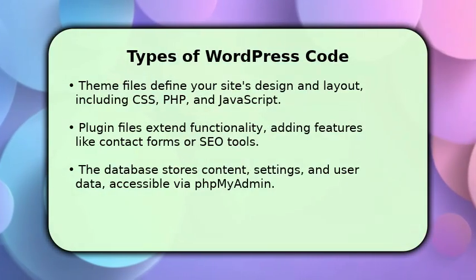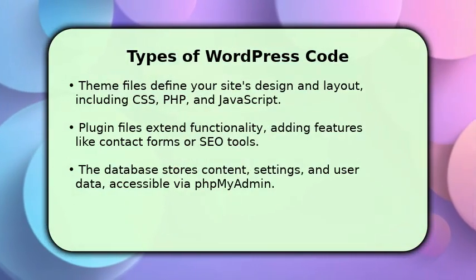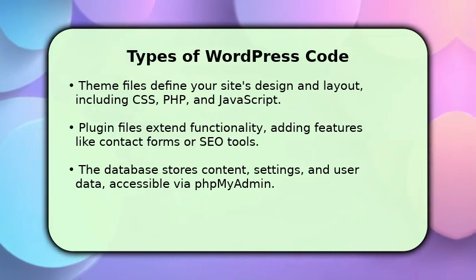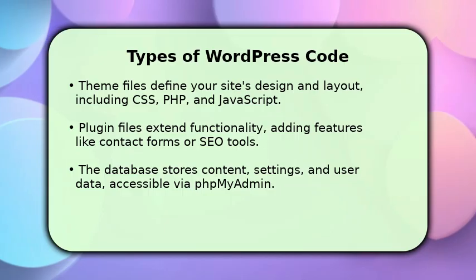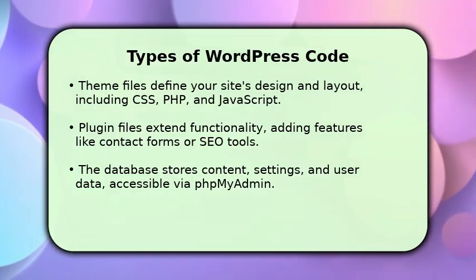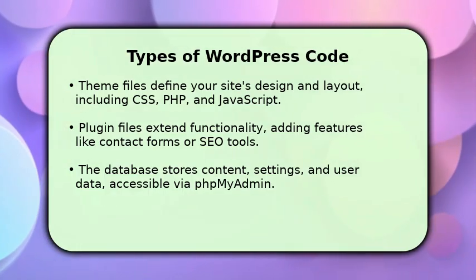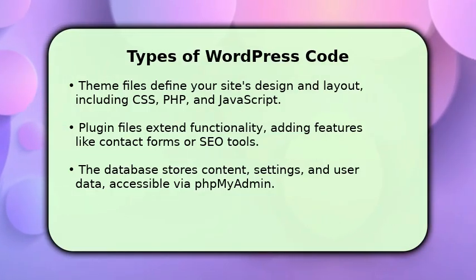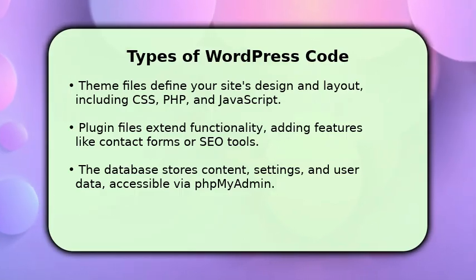WordPress code comes in a few key types. Theme files dictate your site's appearance, handling everything from colors to layouts using CSS, PHP, and JavaScript. Plugin files add specific functionalities, like contact forms or image galleries, without altering core WordPress code. Finally, the database, often managed through PHPMyAdmin, stores all your site's content, user information, and settings, making it a critical component of your WordPress installation.